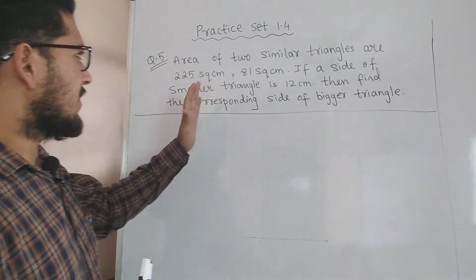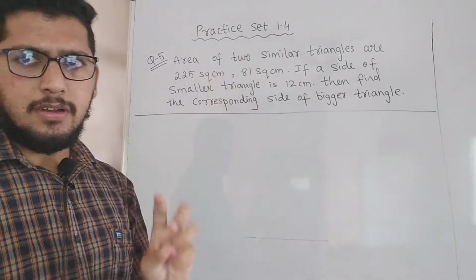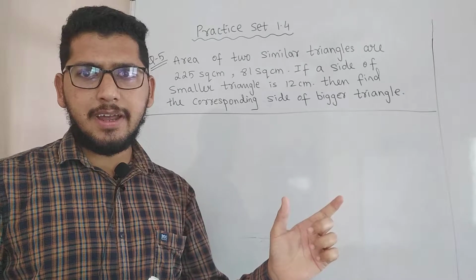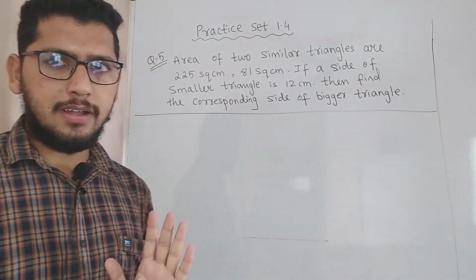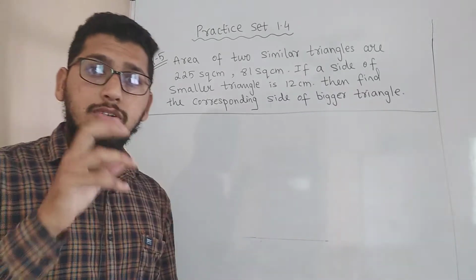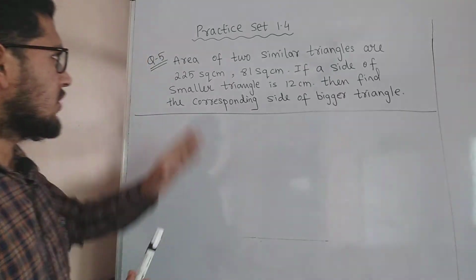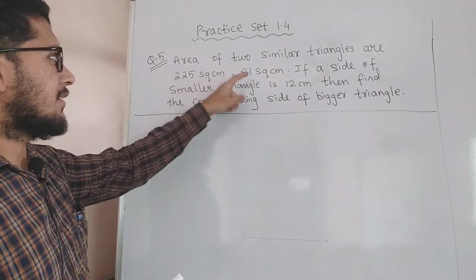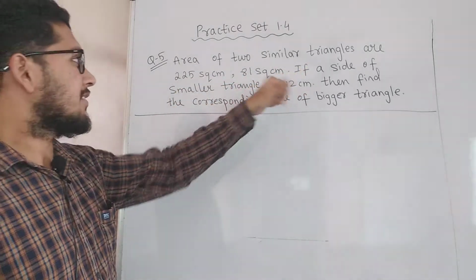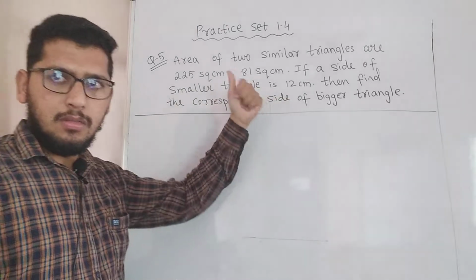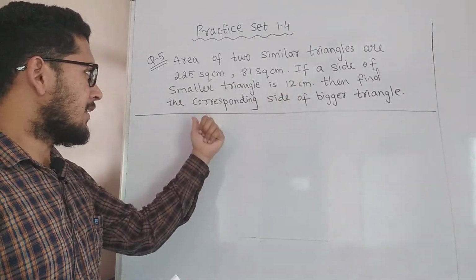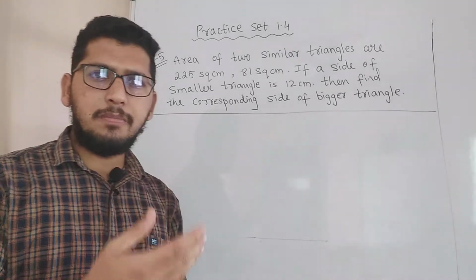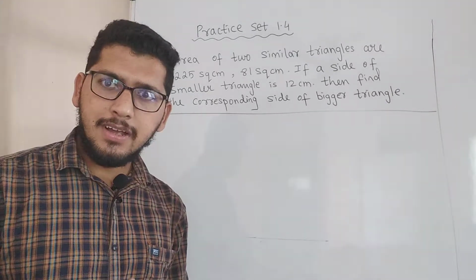The question is: the areas of two similar triangles are given. Two triangles are already similar, one is a bigger triangle, another is a smaller triangle. In the question it is given that the areas of two similar triangles are 225 square centimeter and 81 square centimeter. If a side of the smaller triangle is 12, then find the corresponding side of the bigger triangle. That means we have to calculate the side of the bigger triangle.